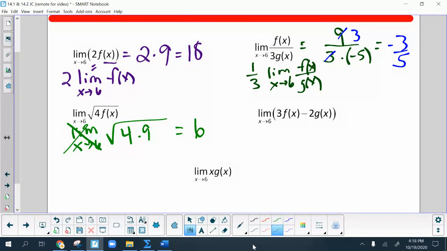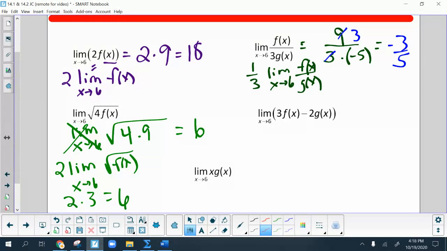Okay. Or if you'd rather, you could take that square root of 4, which is 2, put it out front. The limit as x approaches 6 of the square root of f of x. Put the 9 in for the f of x, and you get the square root of 9 is 3. 2 times 3 is 6. All right, moving to the right. So same process, right? So I'm going to substitute 9 in for f of x, so 3 times 9. And negative 5 in for g of x, and simplify. So I get 27 plus 10, which is 37.